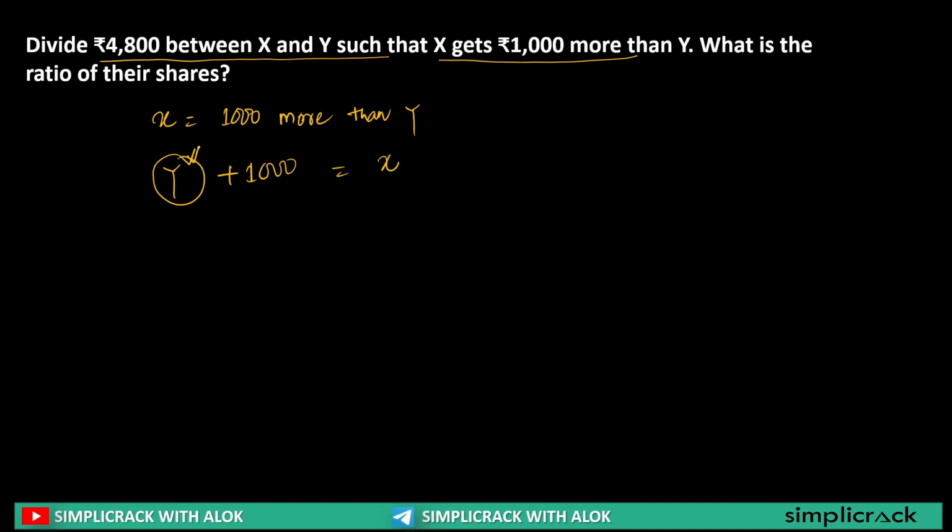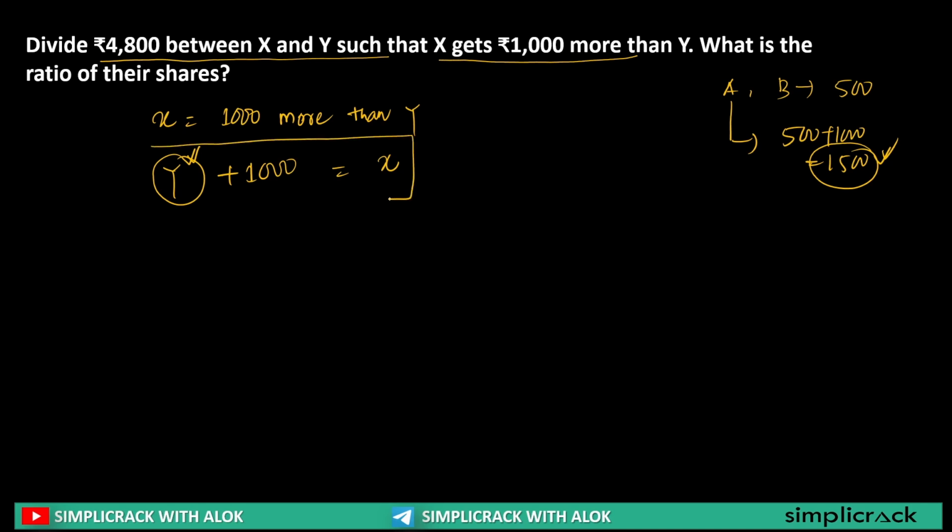Whatever amount y gets, if I add 1000 to it, I will get x. For example, A and B are two friends, and it is written that A gets 1000 rupees more than B. If B gets 500 rupees, how much will A get? A will get 1000 rupees more than B, that means 500 plus 1000 is equal to 1500. So A is getting 1500.